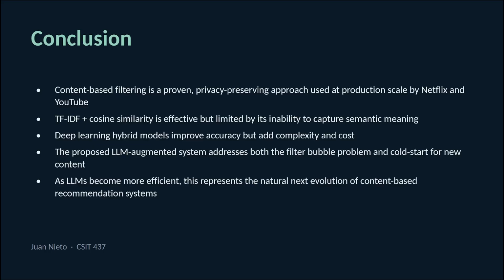And to conclude, content-based filtering is a proven privacy-preserving technique used at scale by platforms like Netflix and YouTube. TF-IDF and cosine similarity work, but are limited by their inability to understand meaning. Deep learning hybrid models can improve things but add complexity. So my proposed LLM-augmented approach addresses the two big weaknesses of filter bubbles and cold start for new content. And as LLMs become more efficient and accessible, I think this would be the natural next step for content-based recommendation systems.